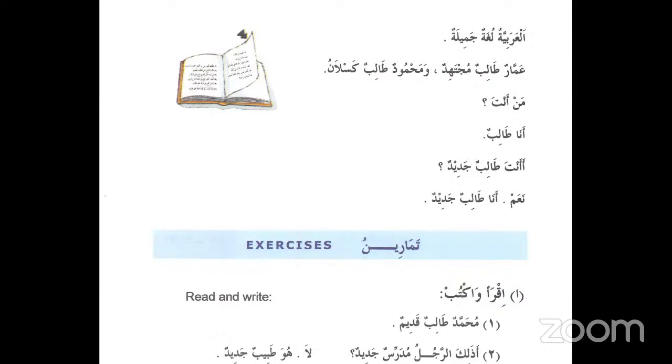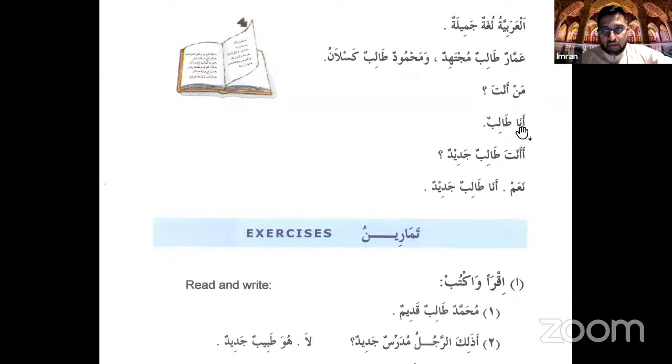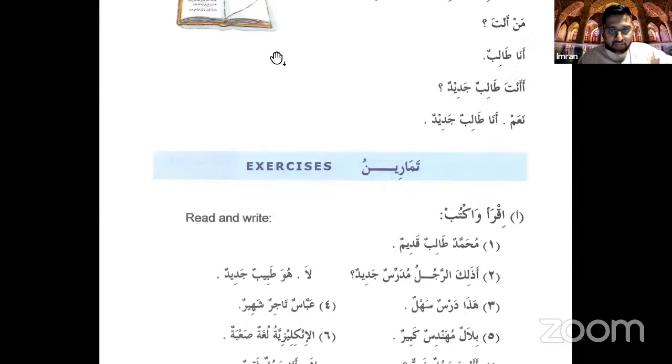What do we do next, brother? Excellent. So over here, Ana talibun, I am a student. Ana is mubtada, talibun is khabar. So anta talibun jadidun. The word jadidun is an adjective for talib if he's a new student or old student. Talibun is without alif lam, jadidun is without alif lam. Talibun is masculine, jadidun is masculine, and dhamma tanween.